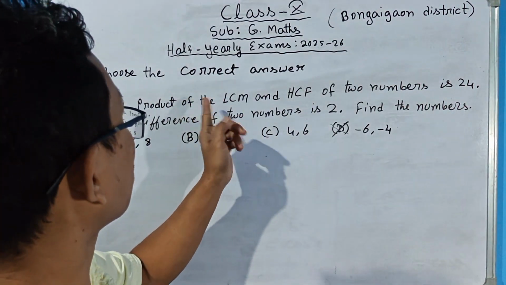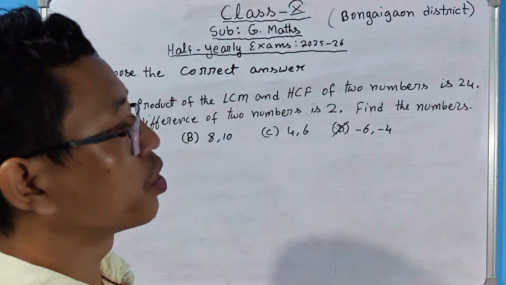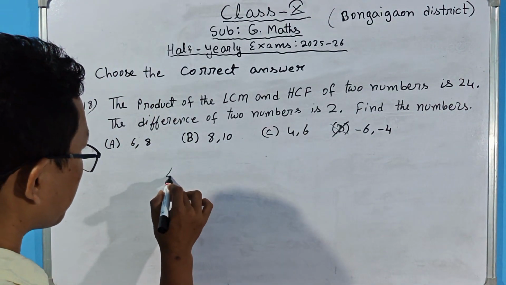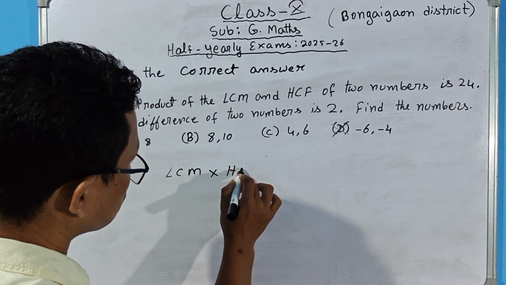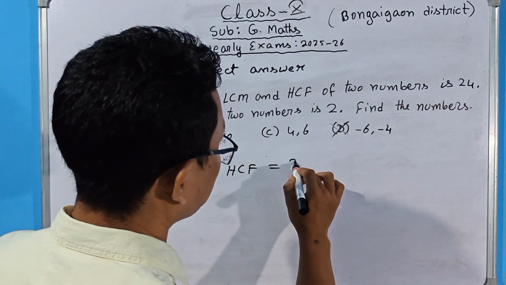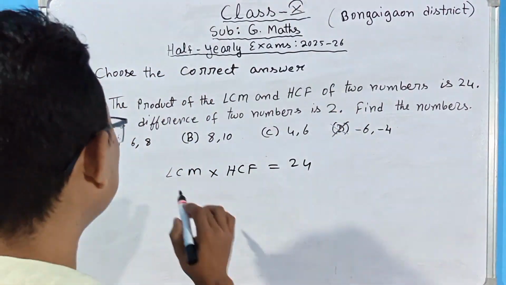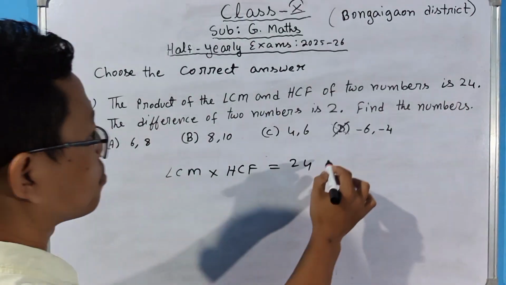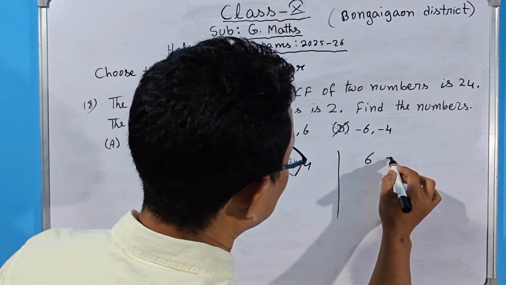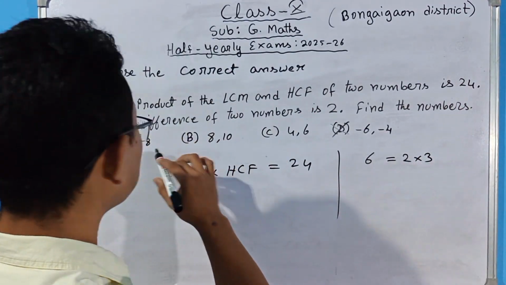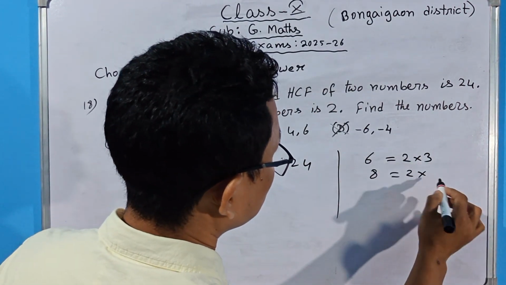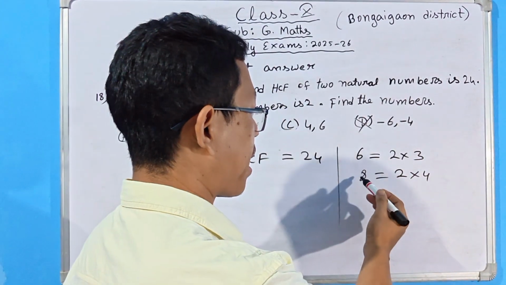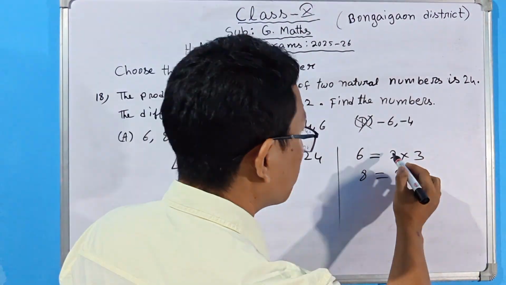So out of these, three give the difference equal to 2. But here it says the product of LCM and HCF is 24. So let's break it: product means LCM into HCF equals 24, must get. Clear? Now let's see option A. Option A, the common factor: 6 equals 2 into 3 and 8 equals 2 into 4.